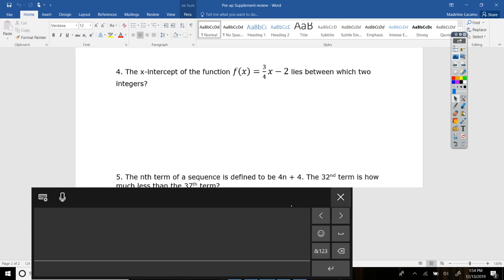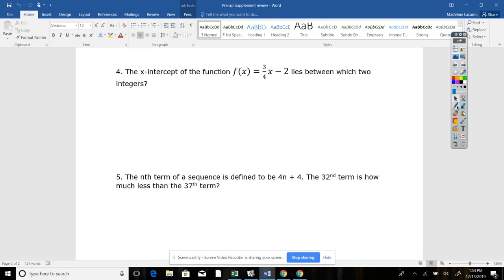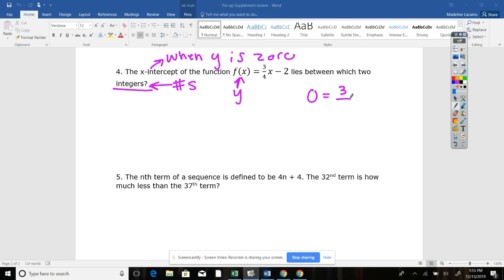Okay, number 4 says the x-intercept of a function, f of x equals 3/4 x minus 2, lies between which two integers? So integers, that just means numbers. What two numbers? And the x-intercept is when y is 0. And we know that f of x is the same thing as y. So we're going to have 0 equals 3/4 x minus 2. We're going to solve this for x to figure out what our x-intercept is.